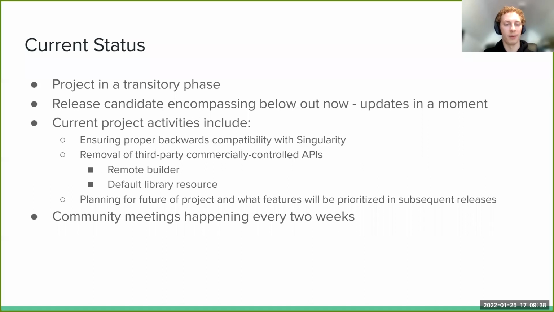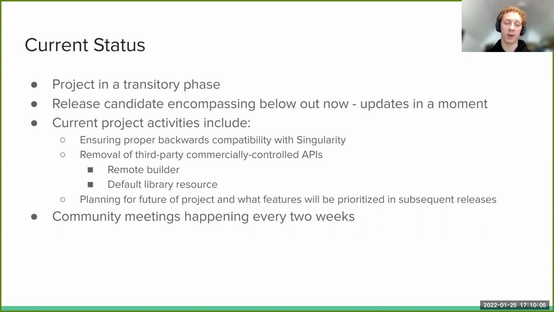So the current project activities include ensuring that there's proper backwards compatibility with Singularity. Obviously, especially with a name change, there's a lot of code level things and directories, things like that, that have to somehow be accounted for now, especially if places are going to install Apptainer alongside a previously existing Singularity. So there has to be proper backwards compatibility with Singularity, and there's been a lot of work going on there.